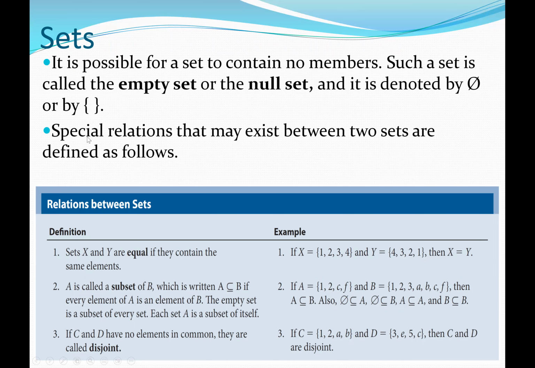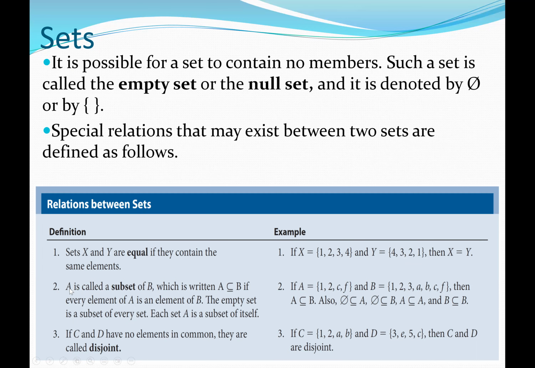Here we look at special relations that may exist between two sets. Sets X and Y are equal if they contain the same number of elements and the same elements. So the size must be the same and the elements must be the same. For example, set X has 1, 2, 3, 4 and set Y has 4, 3, 2, 1. They are the same, X equals Y. Again, the order of the elements doesn't matter as long as we have the same elements and the sizes are the same, they are equal.